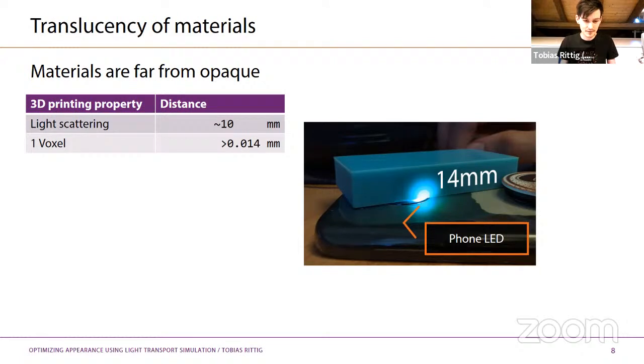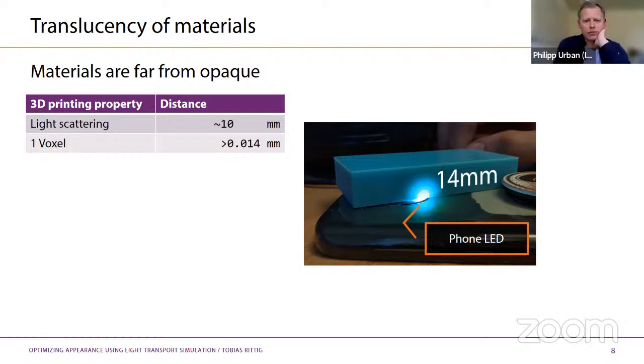And to visualize that even further, I put some numbers to it. Here you see that the light scattering, I would guess, is on the order of tens of millimeters, as you see in this picture as well. And this stands in contrast to the level of control that we have with modern 3D printers, where we have voxel sizes on the order of tens of microns. So we have about 3 orders of magnitude difference between how finely we can control things and how coarsely these things react to us. So this is quite a difference in magnitude.